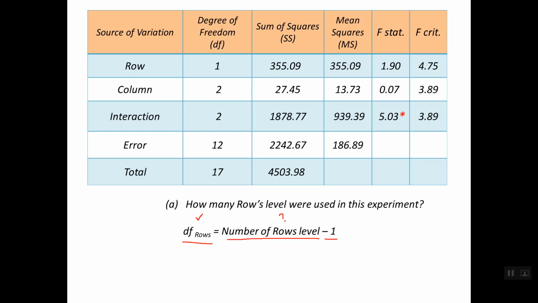So we have one missing value in this formula. So if you move the minus 1 to the opposite side, you should change the sign. So the number of rows level is simply the value of the degree of freedom for this factor plus 1. It's already 1 plus 1, it's equal to 2.